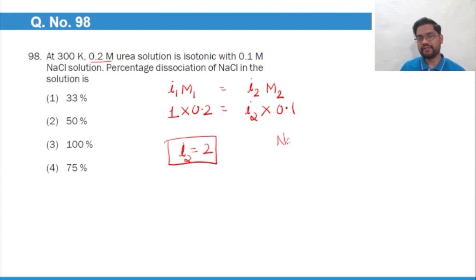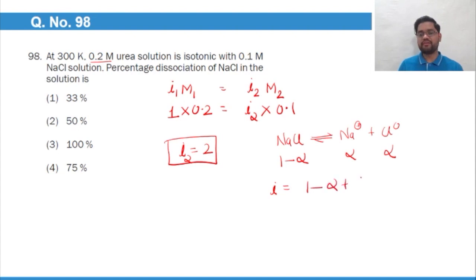Now, talking about NaCl, NaCl dissociates as Na plus and Cl minus ion. So initially one, no dissociation, then it will dissociate. Suppose alpha gets dissociated. So basically the ultimate equation will be 1 minus alpha is left, whereas alpha and alpha are formed, right? So here I will be equal to 1 minus alpha plus alpha plus alpha. So this will get cancelled. So it will be equal to 1 plus alpha, right? So 1 plus alpha is equal to 2, right?